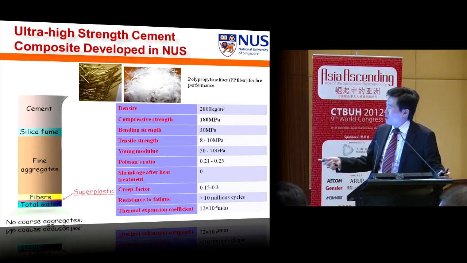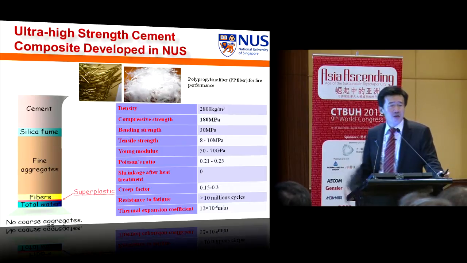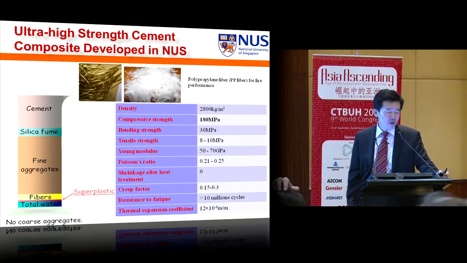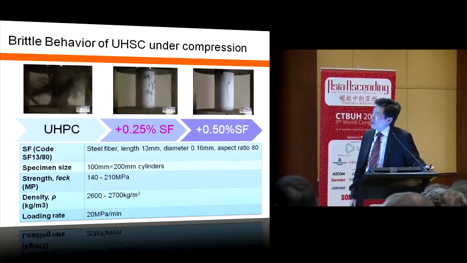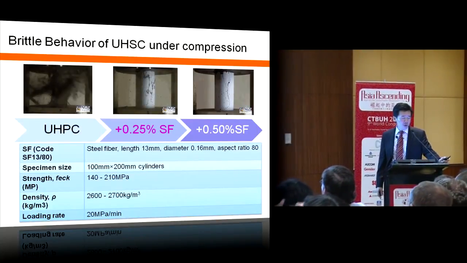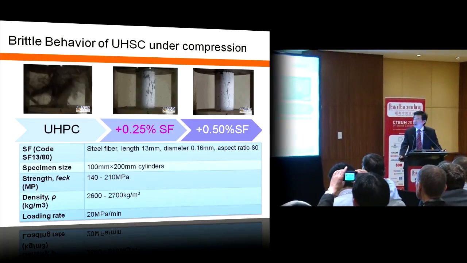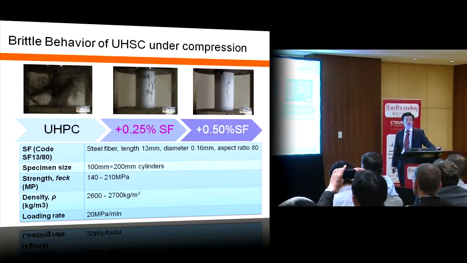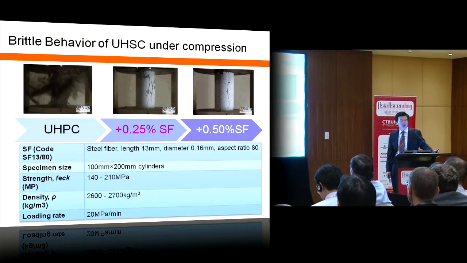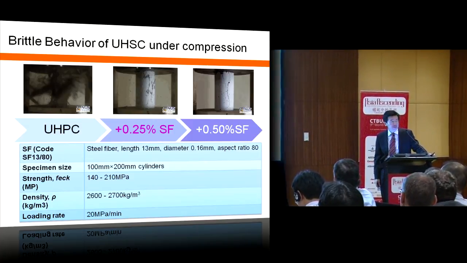The rest are relatively increased because of the higher strength. They also have a higher Young's modulus. The problem with this style of concrete is that if you put it into a cylinder or cube and under a compression test, you can see on the left-hand side, this is ultra high performance concrete. Once you reach a maximum capacity, it will disappear.